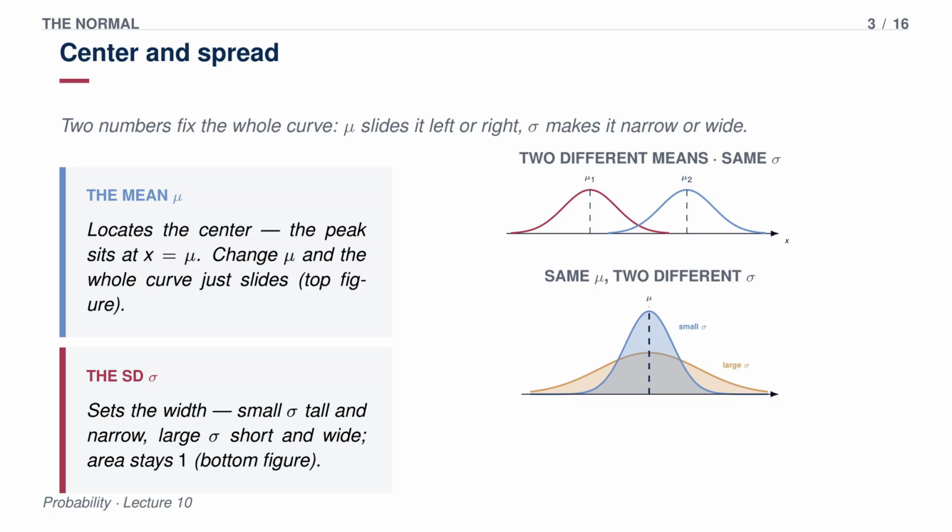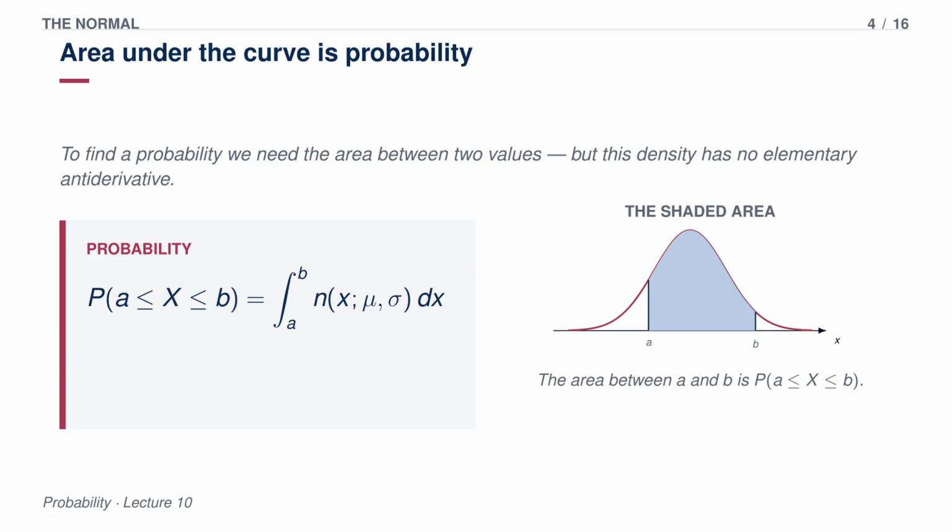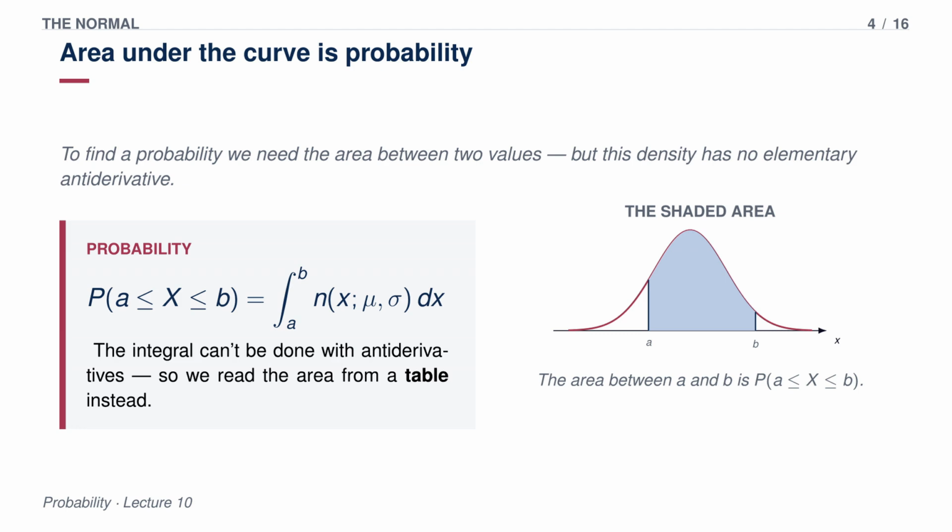That one sticks. For a continuous variable, remember, probability is area. So the chance x lands between a and b is the area under the bell between them. Formally, P of a less than or equal to x less than or equal to b is the integral from a to b of the density. But here's the snag.